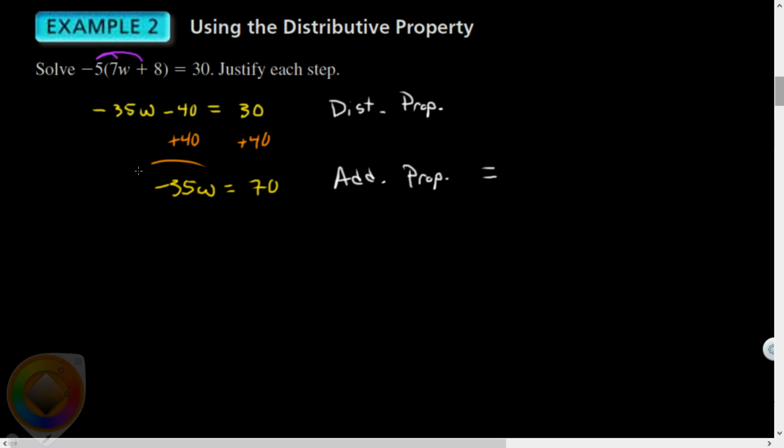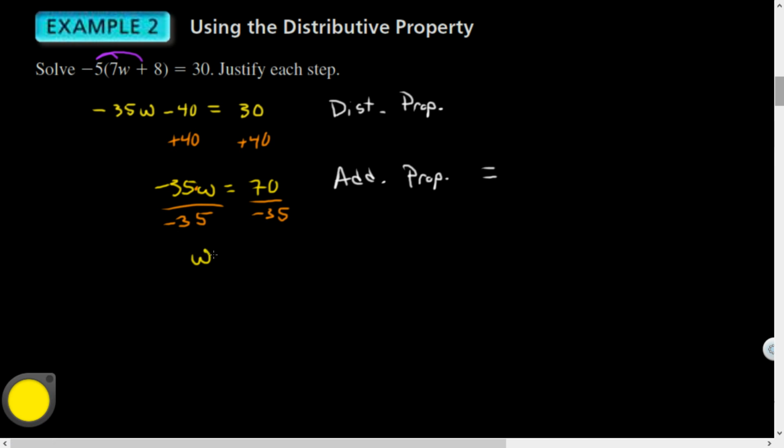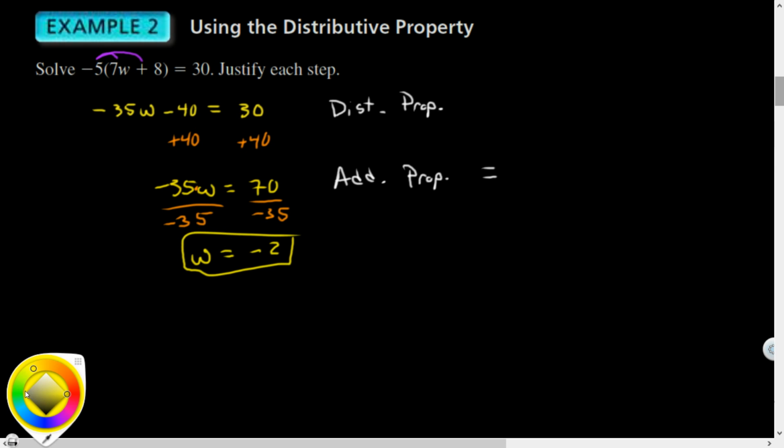And what do we think? Do I add 35 to both sides here, guys? No. The operation is multiplication. So the inverse operation would be to divide by negative 35. And I'll get w is equal to negative 2 by the looks of things. The reason that's true, division property of equality.